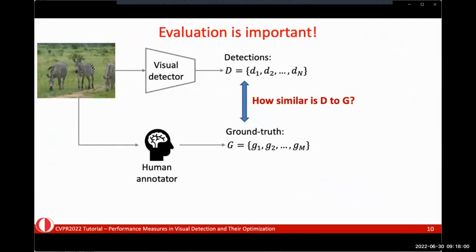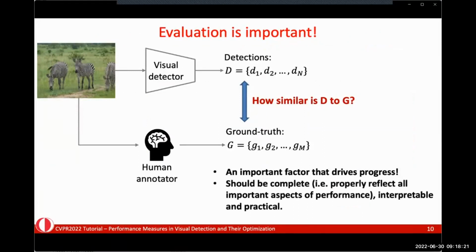Evaluation in visual detection is important because it is one of the most important factors that drive progress in our field. And in some problems, maybe it is the only factor that is driving progress. Because of this, there are some desirable properties that evaluation or performance measures must have.